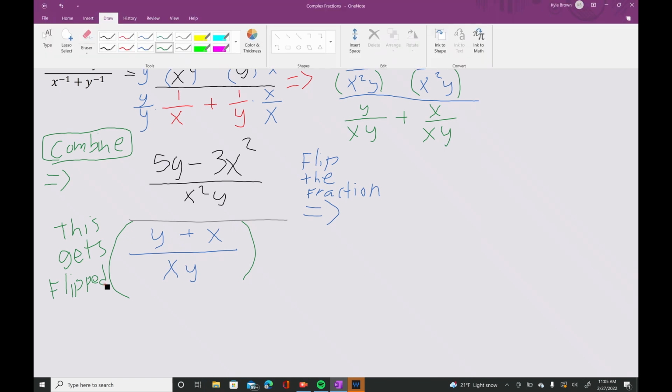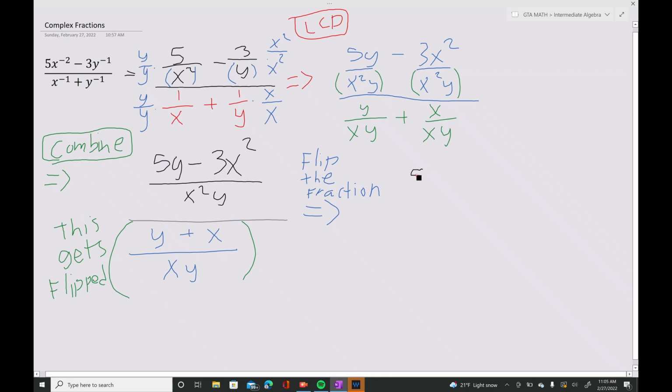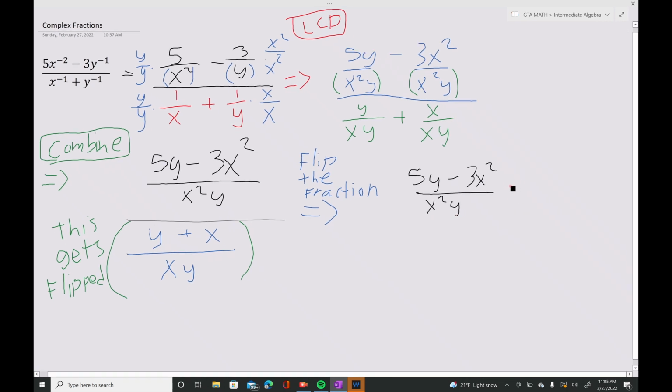So we're going to rewrite the complex fraction as 5y minus 3x squared over x squared y. And then since we're flipping it, just know this is a multiplication sign. I'm just making an x. Forgive me, y'all. And then the new flipped fraction is going to be right here. So we're going to take this x over y, and we're going to put that on top. And then this is going to be y plus x.